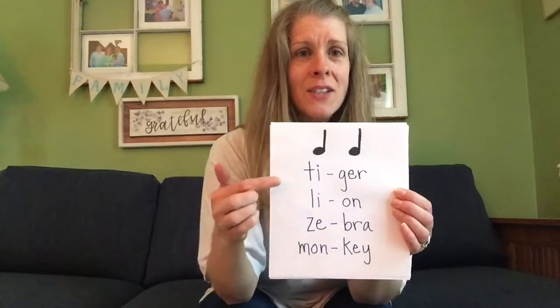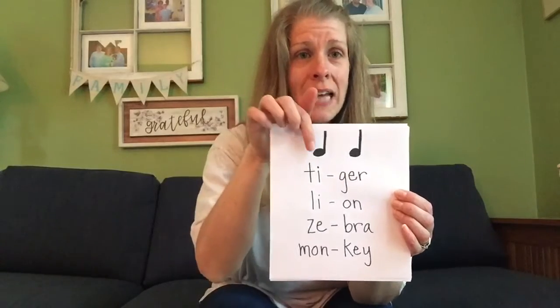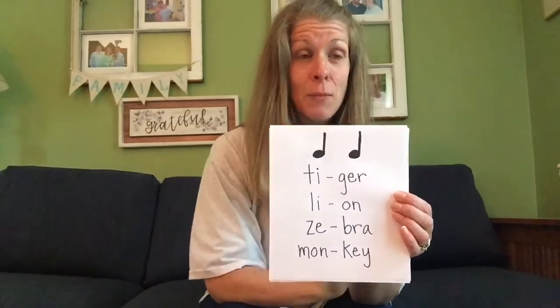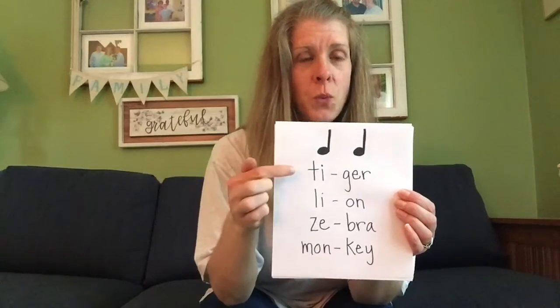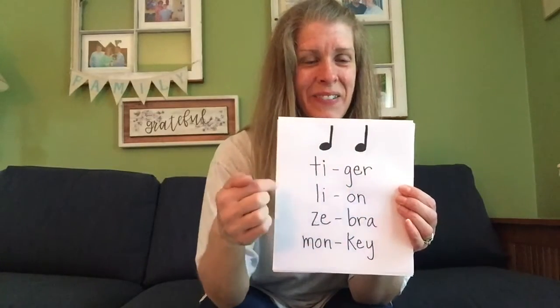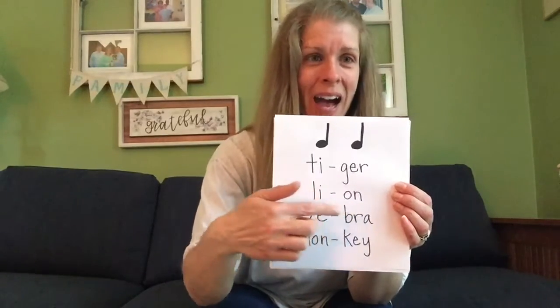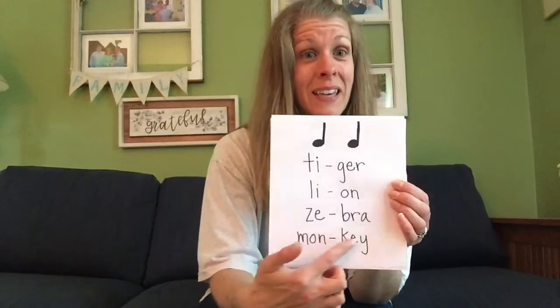So here you can see I have 2 quarter notes, and when we clap them in music, we clap ta, ta. You can see that I have 4 animals that would be an example of a ta, ta, 2-syllable pattern. The first one would be tiger. The second is lion. The third is zebra. And the last one is monkey.